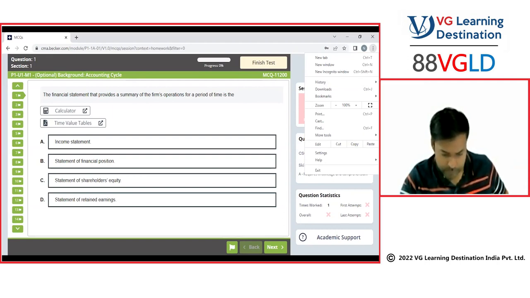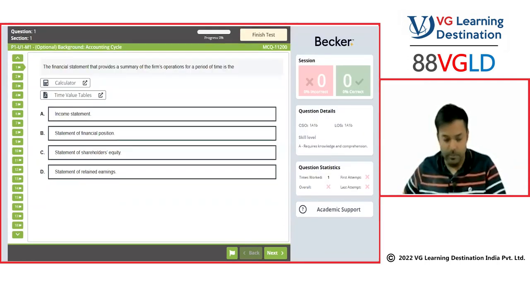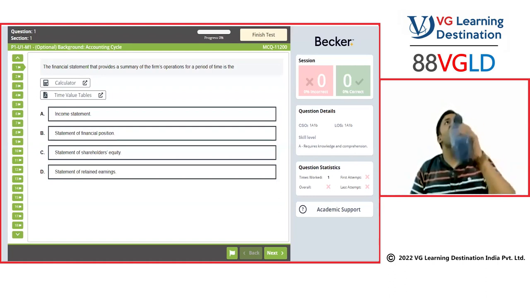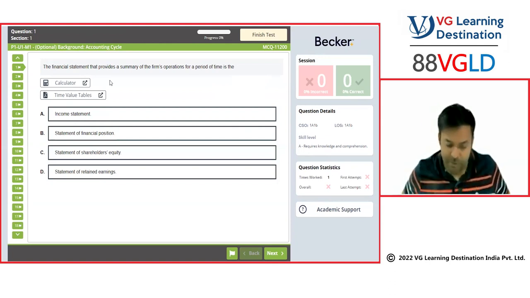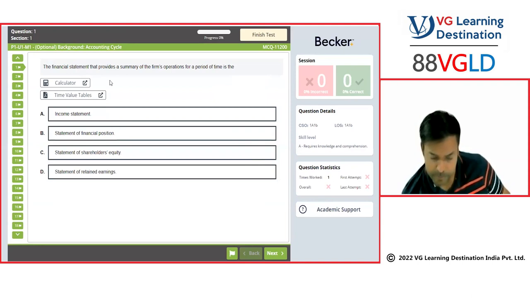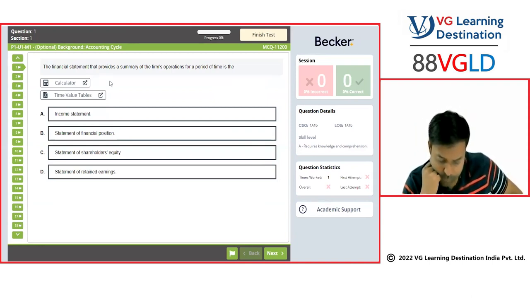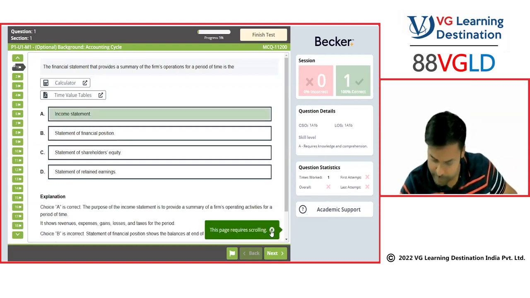What should be the answer? The financial statement that provides a summary of the firm's operations for a period of time is what? Statement of financial position, everyone? Balance sheet. Statement of financial position is balance sheet. Correct. You're saying A should be the answer. Correct. Very good.